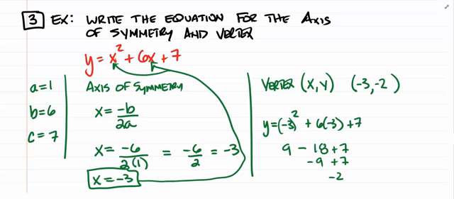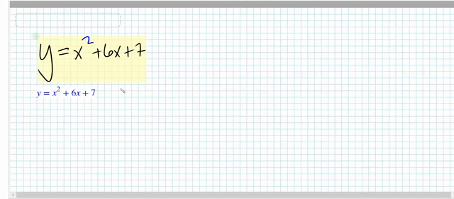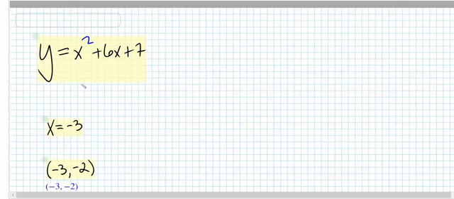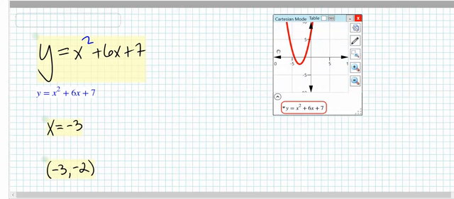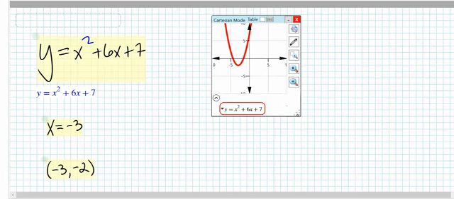Let's graph the equation in Fluid Math to make sure that everything is correct. So let's go ahead over here. I've got x squared plus 6x plus 7. And we said that the axis of symmetry is the line x equals negative 3. And then we said the vertex was located at negative 3 comma negative 2. So let's put all this information onto a graph. So here's my parabola.